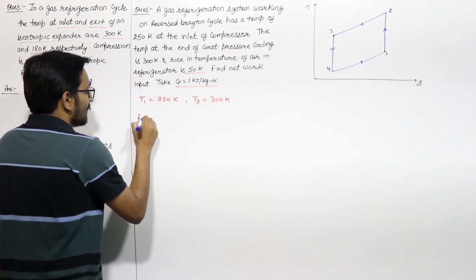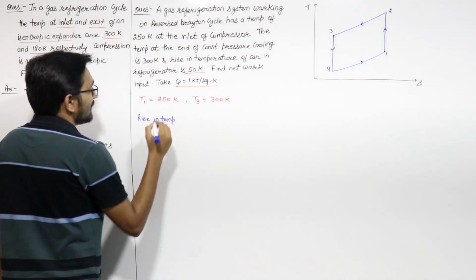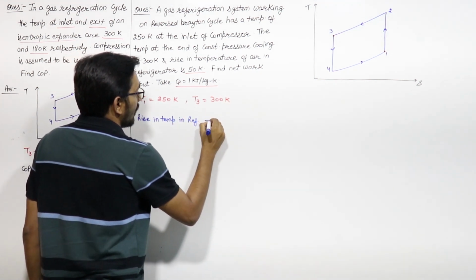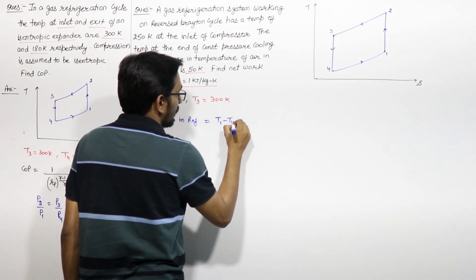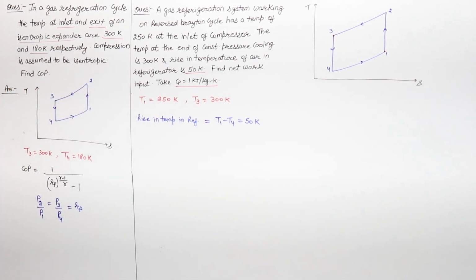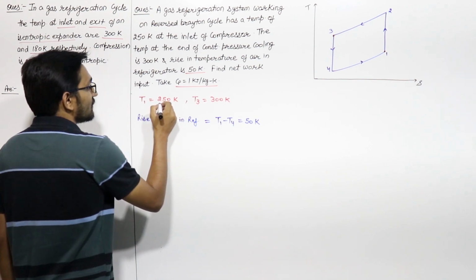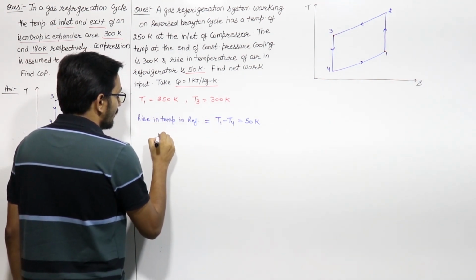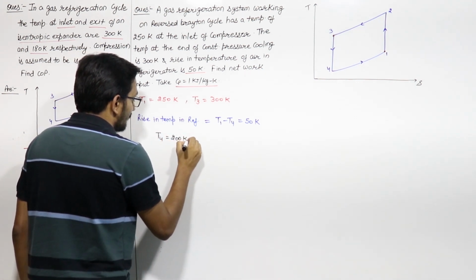Now let us solve this. What is the rise in temperature? The statement says the rise of temperature in the refrigerator is T1 minus T4, which is given as 50 Kelvin. So from here, T1 is 250, and if you put 250 here, you get T4 equal to 200 Kelvin.